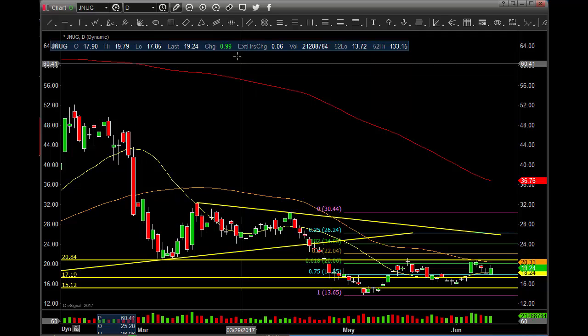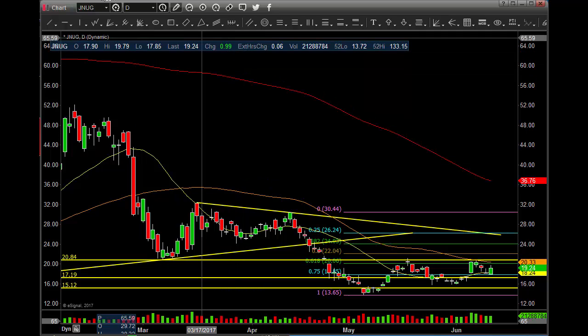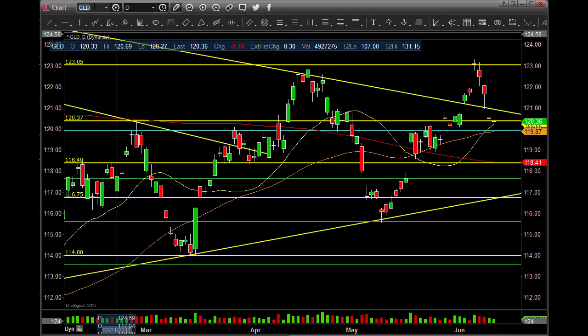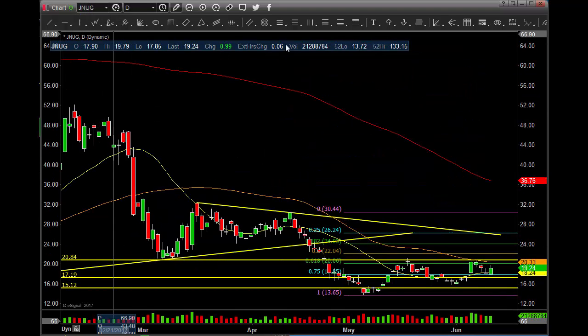Jnug, not a bad day today. 99 cents compared to the GLD. Let's go back to that real quick. Yeah, guys, we're a little bit down on a day. Nothing big, but that I didn't mention. But the Jnug, guys, so 99 cents up.